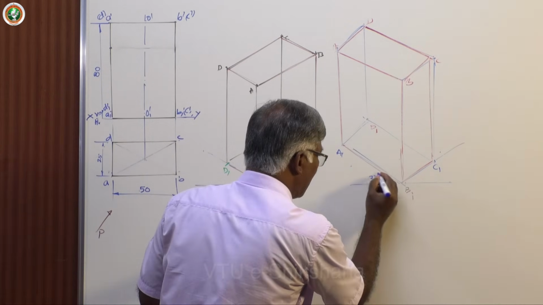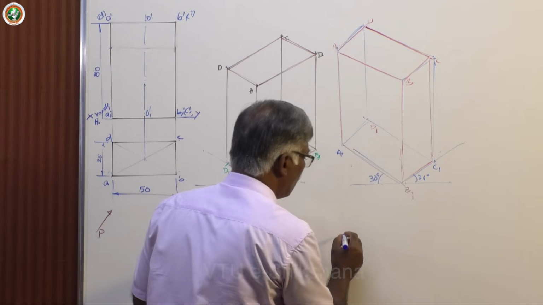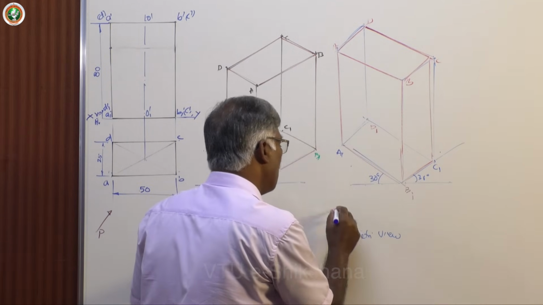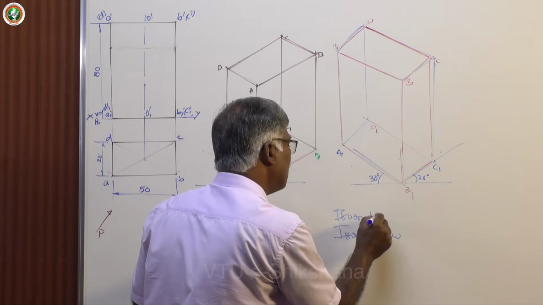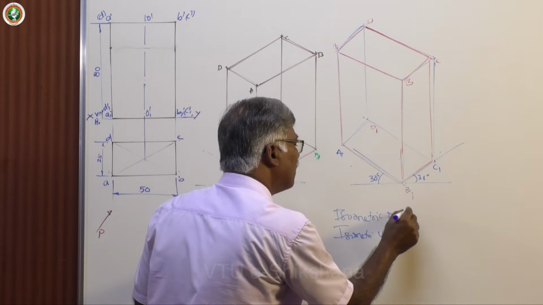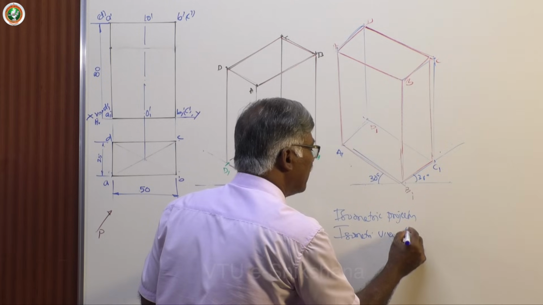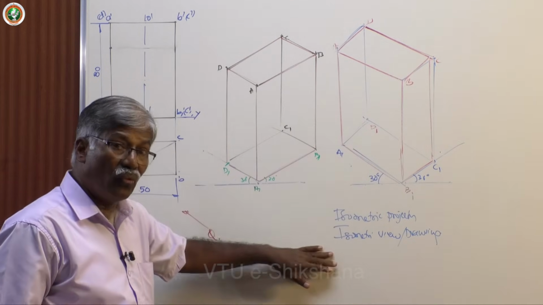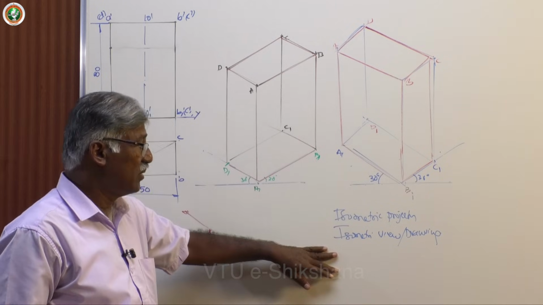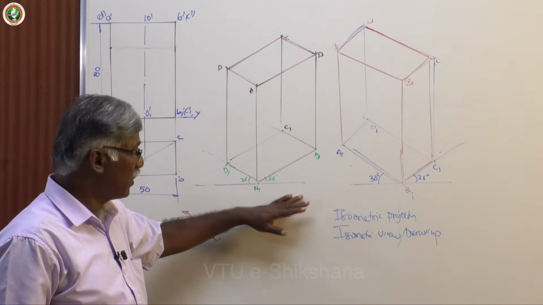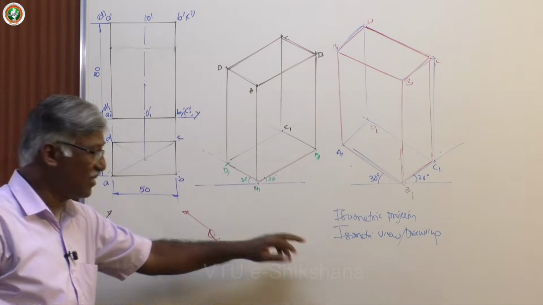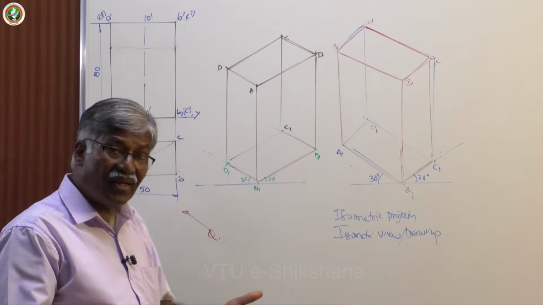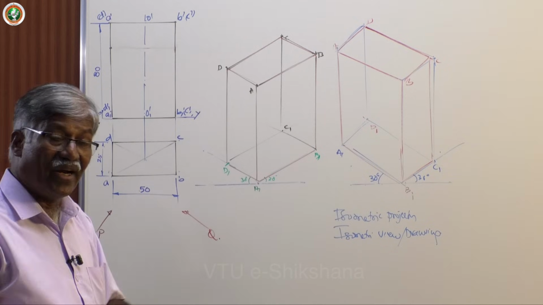What is the difference between isometric projection and view? This is isometric view, or isometric drawing; this is isometric projection. Isometric view is nothing but drawing as though you are working on isometric projection using actual distances; that is view or drawing. Isometric projection you draw according to the procedure, that is, reduced length.